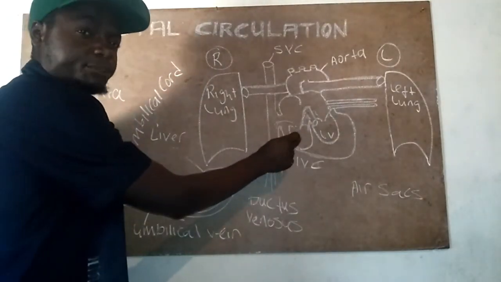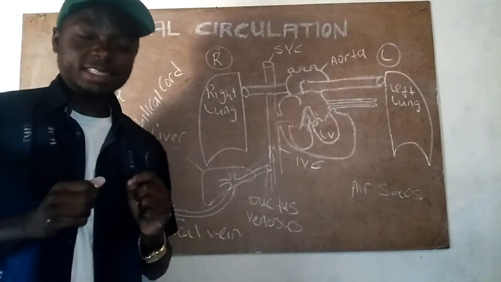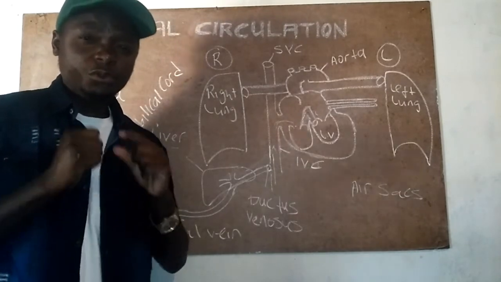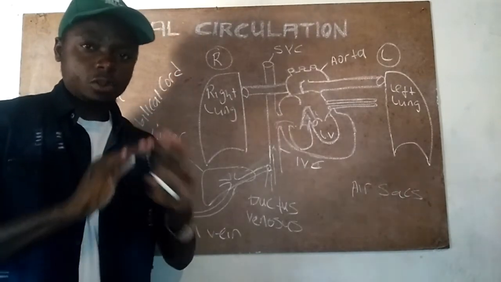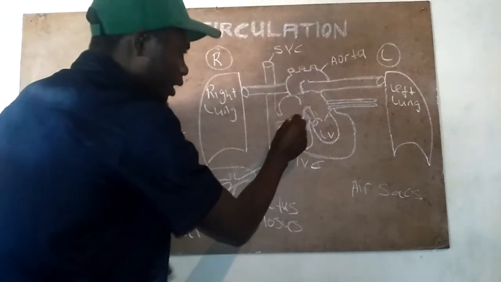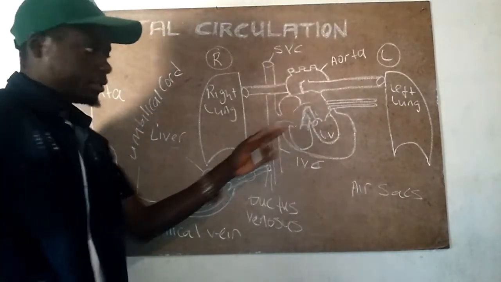This is only the lung pump. It's going to pump blood to the lungs to be oxygenated. But in fetal life, the lungs are completely filled with fluid, so they are not working until after birth. So blood is going to come, and then blood is going to go through the foramen ovale.